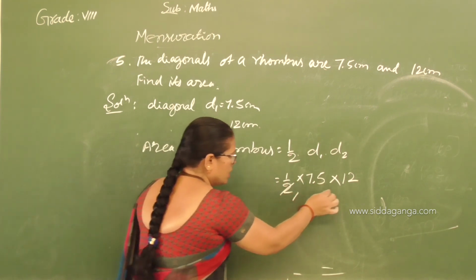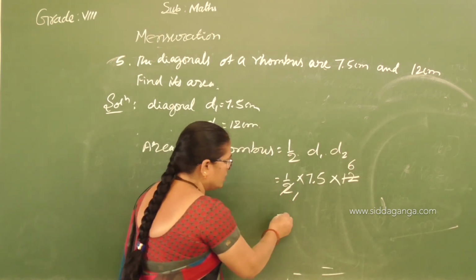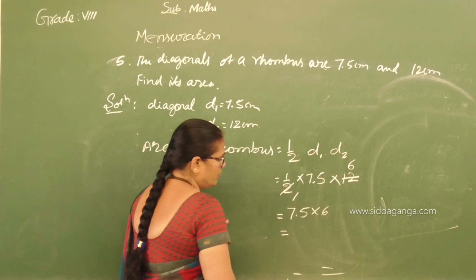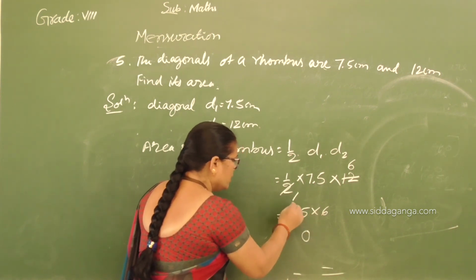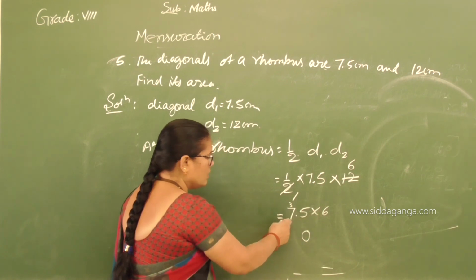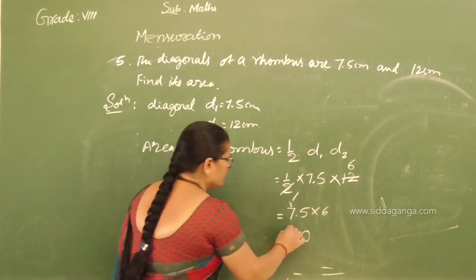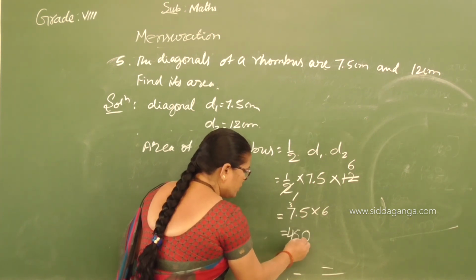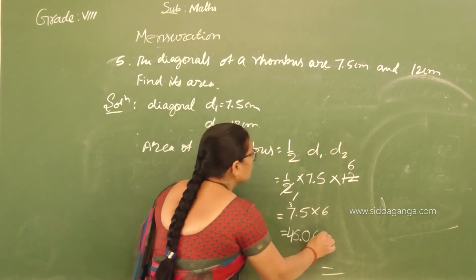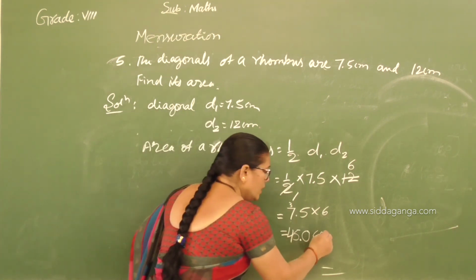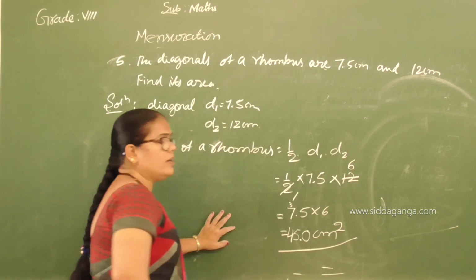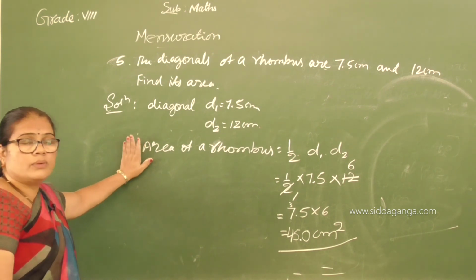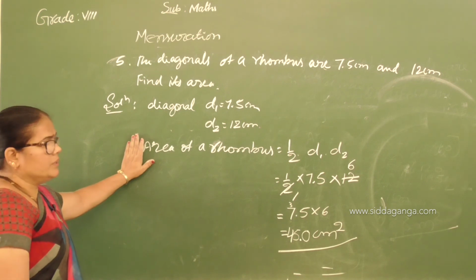Here 2 1s are 2, 6 2s are 12. 7.5 into 6, that will be equal to 6 5s are 30, 3 carry 0, 6 7s are 42, 42 plus 3, 45. Here one digit is there after the decimal, so I can put the decimal point. 45, units is in centimeter, the area will be centimeter square, 45 centimeter square. In this way you have to calculate the areas of quadrilaterals, rhombus and a trapezium. Thank you one and all.